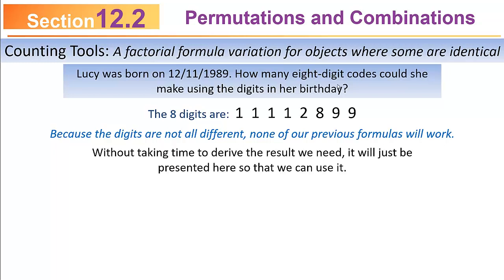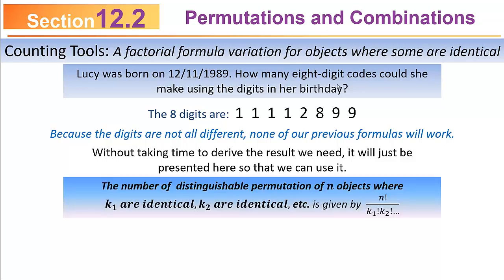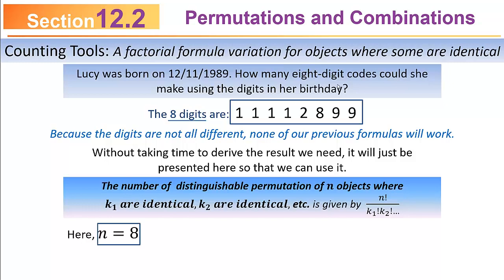I'm not going to derive it, but I am going to show you what it is and how to use it. And here's the trick. The number of distinguishable permutations of n objects where k sub 1 are identical, k sub 2 are identical, etc. is given by the formula n factorial over the product of k sub 1 factorial, k sub 2 factorial, etc. In other words, you take n factorial, that's the number of digits in this case, but you divide by the number of duplicates, factorial. So up top, n is how many digits there are. There are 8 of them. So that goes up top.